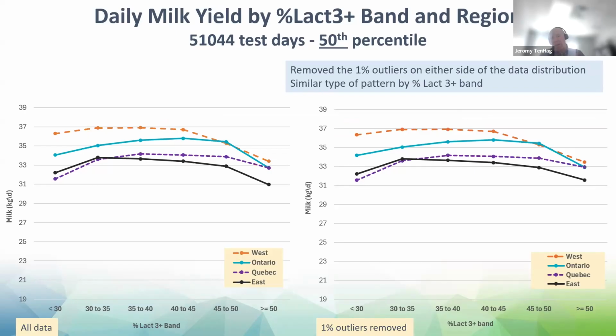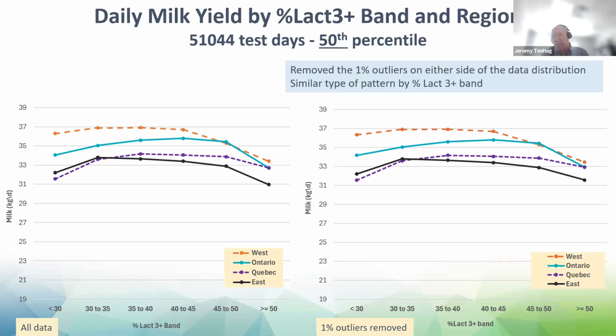One of the comments that was raised by a colleague internally here is, well, maybe it's the outliers that are causing this pattern. So we've got these really unique herds that are totally at the end of either side of the spectrum as ranked by percent lactation 3 plus in the herd. So if we remove those, what would we see? So we did that. And on the left-hand side of this slide, it includes all the data, milk per cow per day.